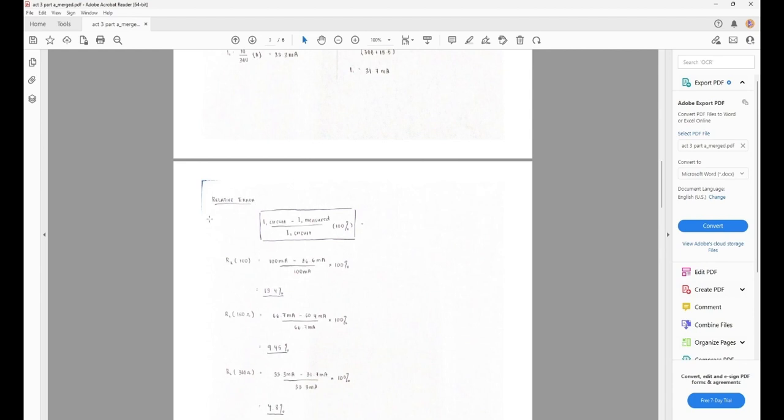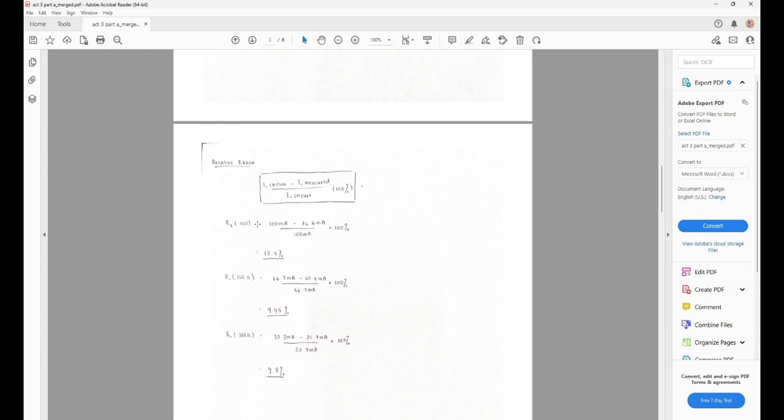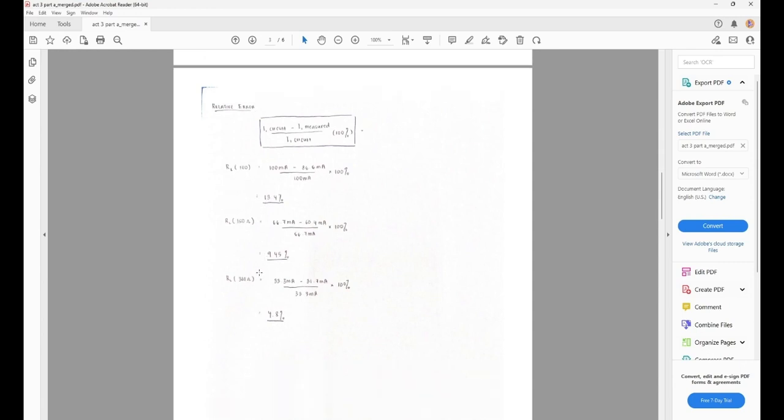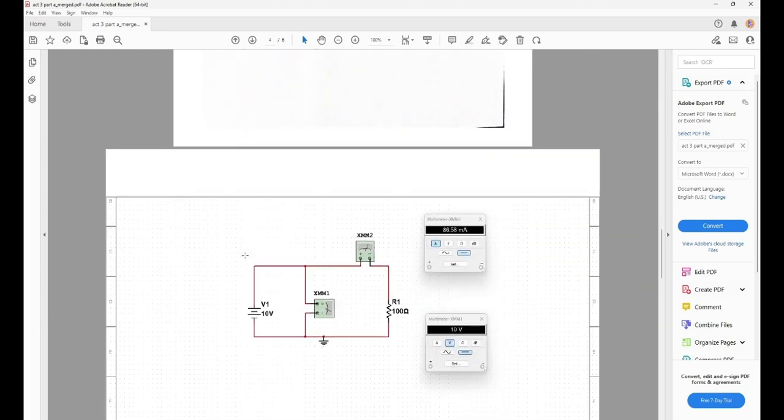Then we need to find the relative error, which is the formula was given in the sheet. I1 circuit minus I1 measure, over I1 circuit. Then we need to find RL for 100, 150, and 300. There we get the relative error for each of the resistance load. So that's all for me for this part.